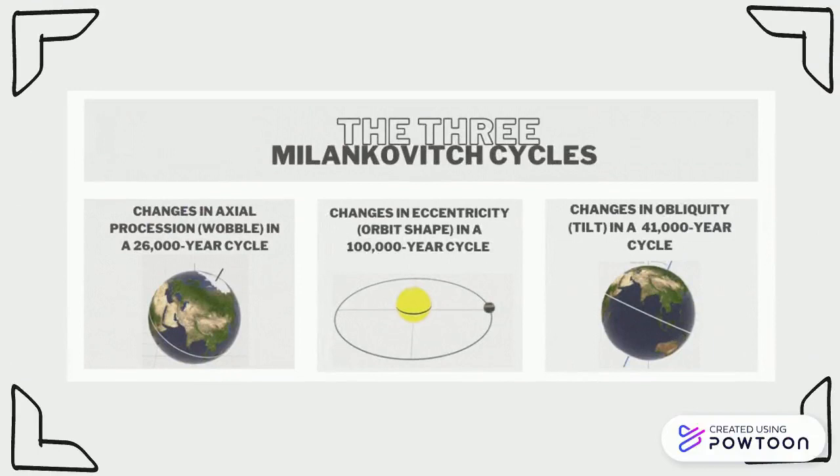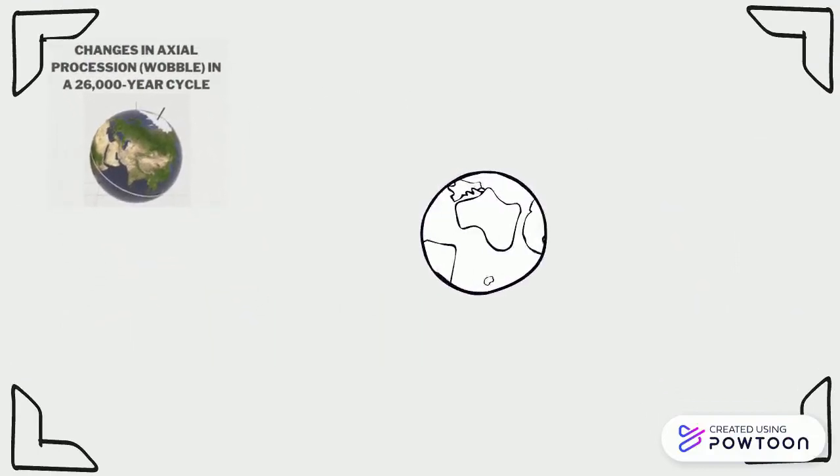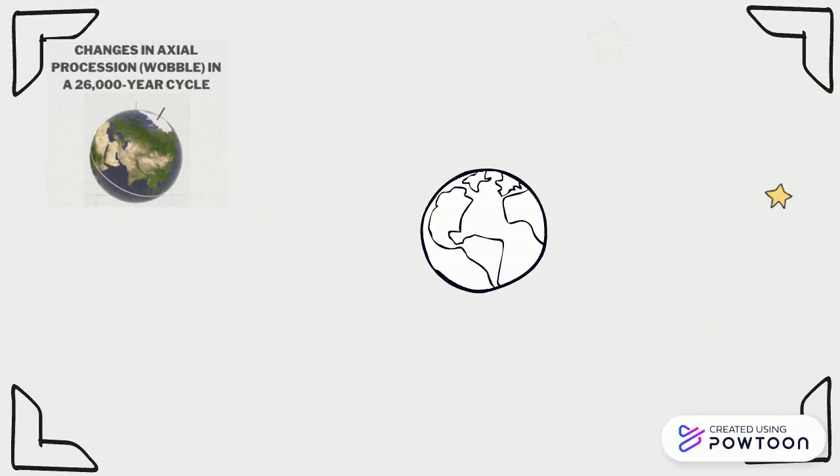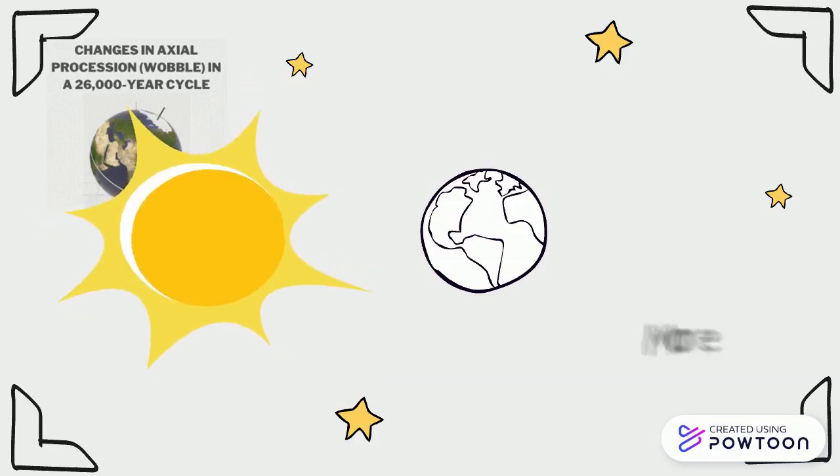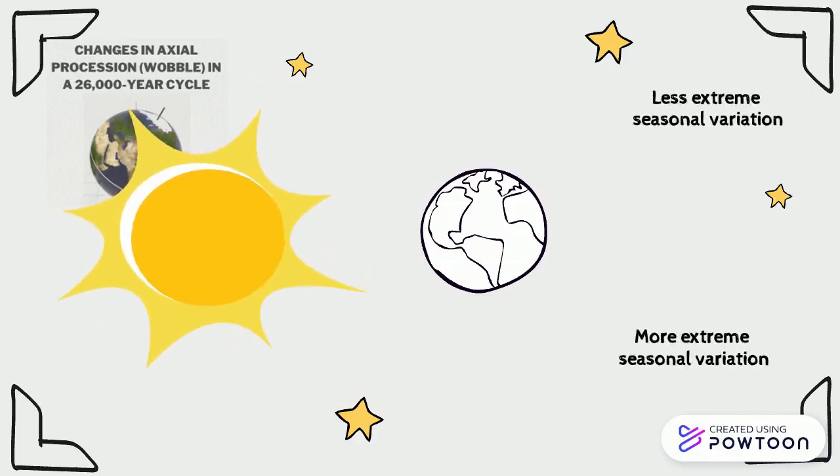Axial precession refers to the wobbling of the Earth about its axis of rotation relative to the stars. This is caused by gravitational forces from the Sun and Moon. These forces cause the Earth to bulge around the equator, disrupting uniform rotation. Precession is the reason why seasonal variation is currently more extreme on the southern hemisphere than on the northern hemisphere.